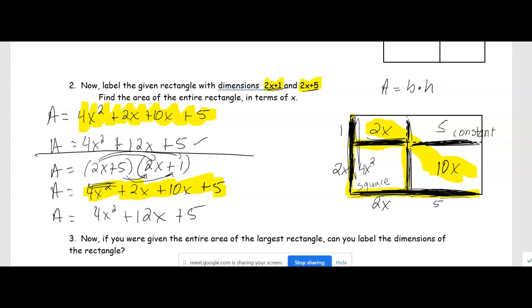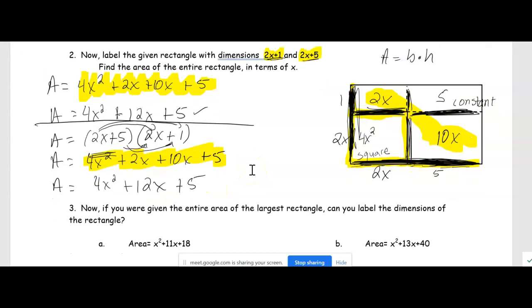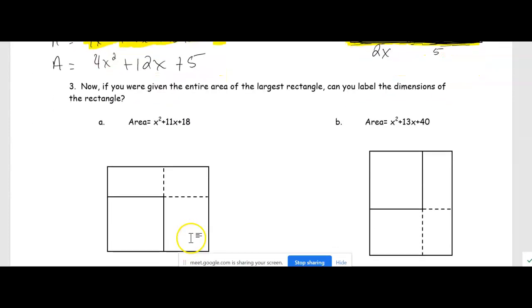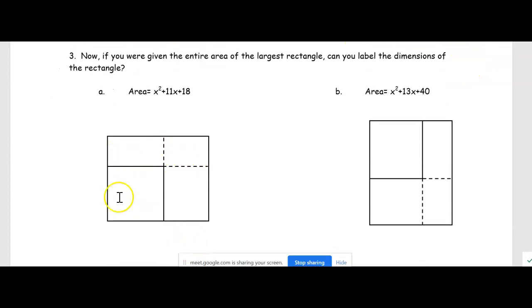All right. So now we've done a number of these. Now, like I hinted at a minute ago, we're going to do the opposite. So what you're going to see in number 3 is I give you the area equation. And with that, we're going to fill in these values.